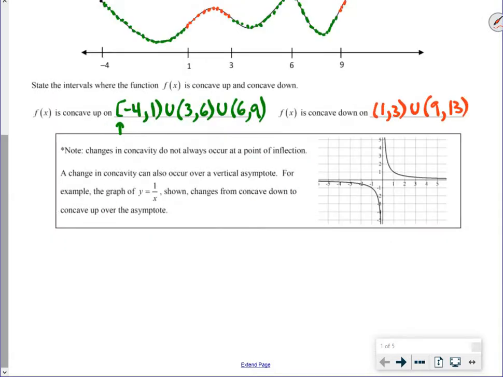All right, so note, changes in concavity do not always occur at a point of inflection. So here's an example. We have a graph going concave down and concave up. So there is no point of inflection, right? At the point where it switches, it's an asymptote in this situation.